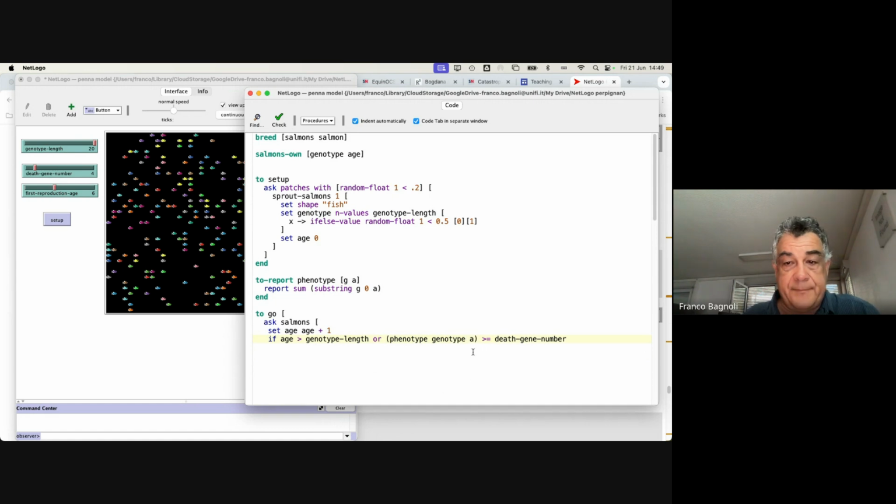So if age is greater than phenotype length, or phenotype of genotype and age, because we are asking salmons, so we can access their variables. So we pass the genotype and the age. If it is greater than this, die. You can write this like this.